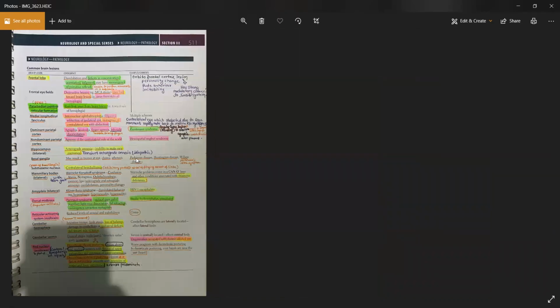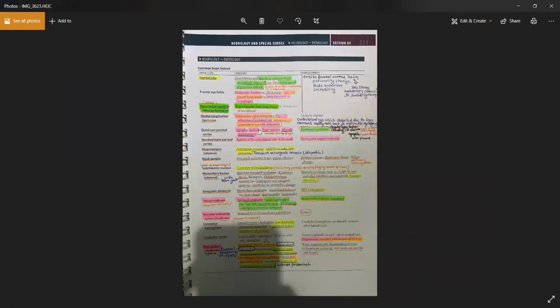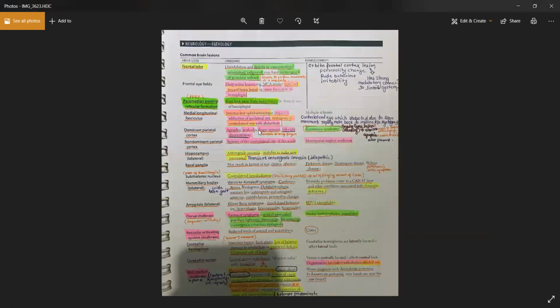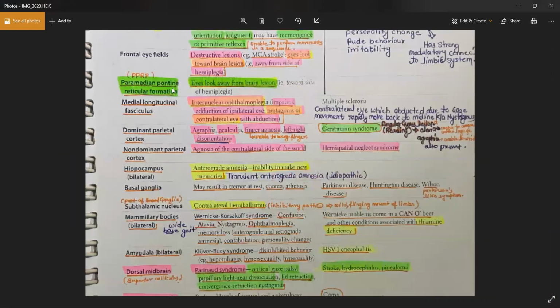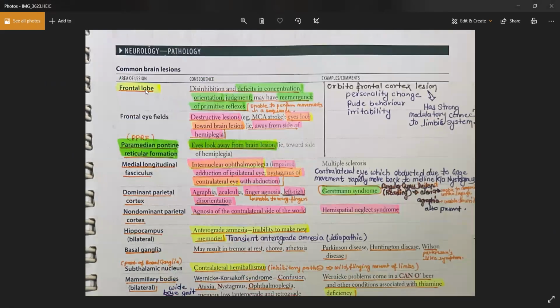Okay, so we are done with the anatomy, physiology, and embryology, and now let's discuss some pathology. So first, you have the frontal lobe lesion, and you guys know that the frontal lobe contains what regions? Broca's area, frontal eye fields, primary motor cortex, premotor cortex, and prefrontal cortex.